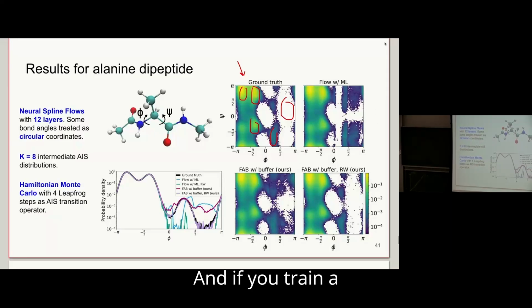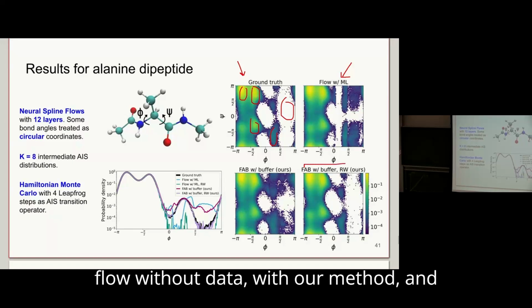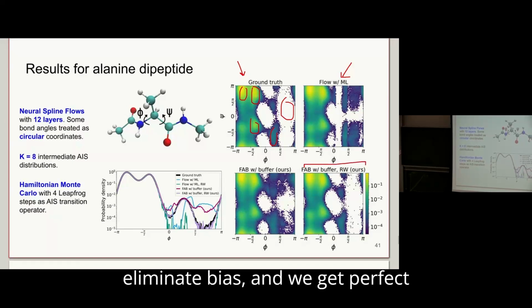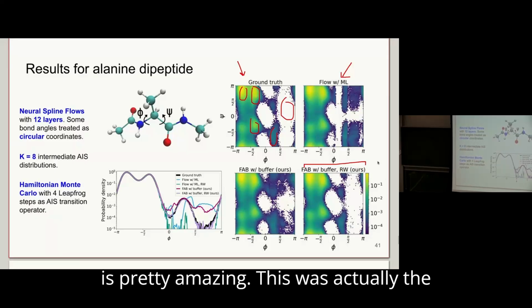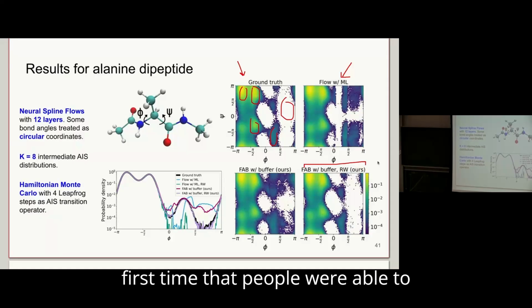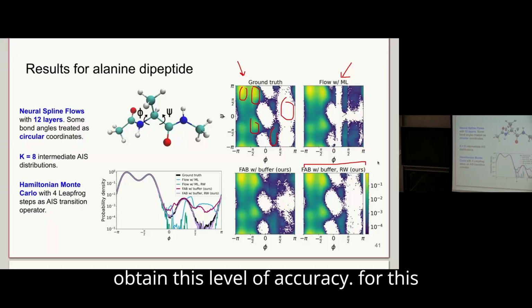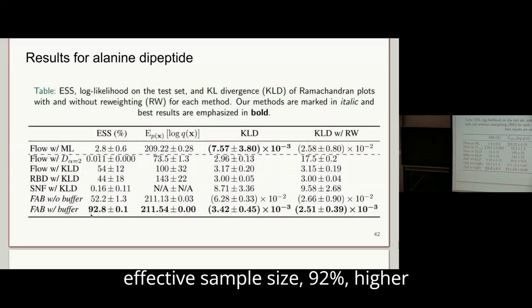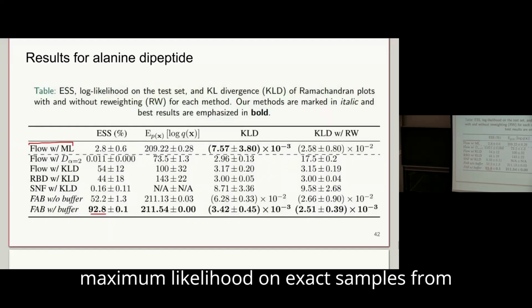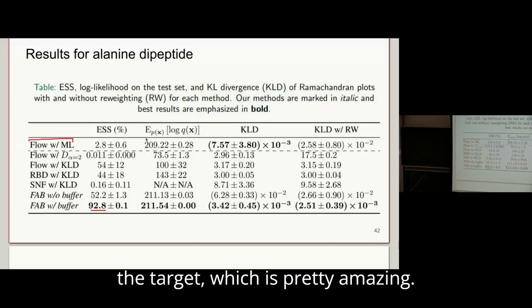And if you train a flow on data, you will get this. And you can train a flow without data, with our method, and then do importance sampling to eliminate bias, and we get perfect unbiased samples in this case, which is pretty amazing. This was actually the first time that people were able to obtain this level of accuracy for this molecule with a generative model. So yeah, we see that we have very high effective sample size, 92%, higher even than if you train the flow by maximum likelihood on exact samples from the target, which is pretty amazing.